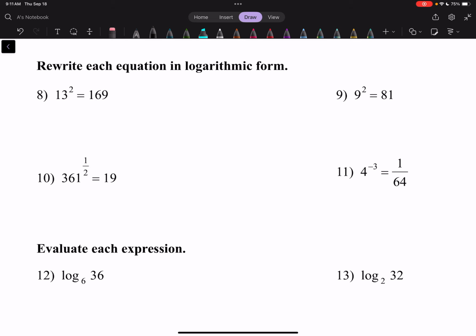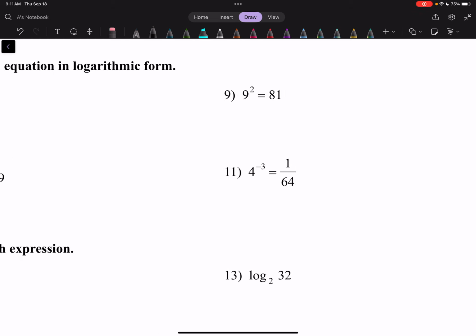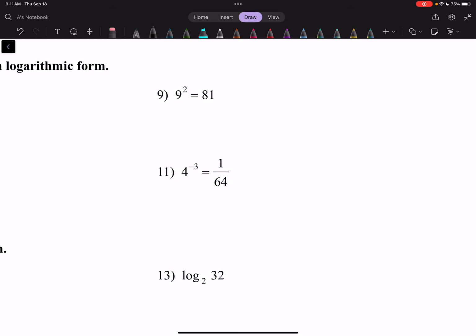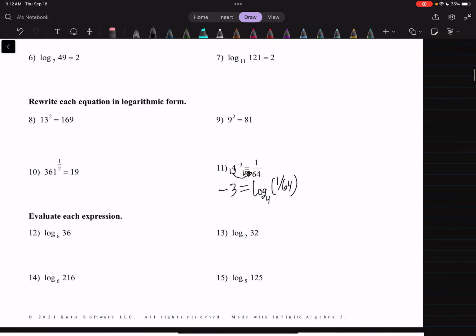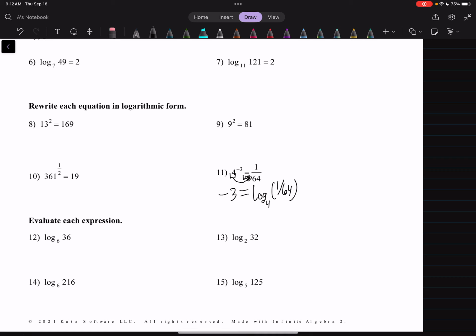Rewrite each equation in logarithmic form. If I go to number 4, I'm going to take my base 4, shove it under the 1 over 64th. Don't forget to add the log. Negative 3 equals log base 4 of 1 over 64. Try those three problems, and I will be showing you the answers at the end of the lesson, but for practice, go ahead and try them.